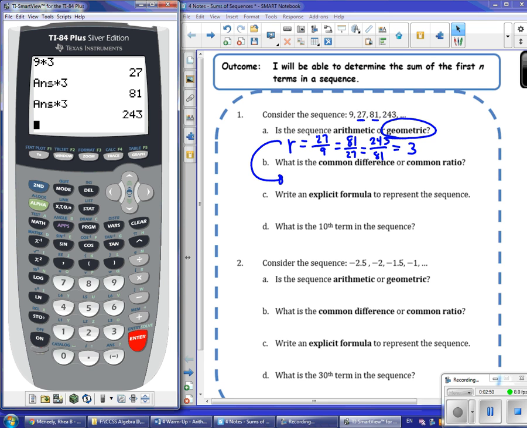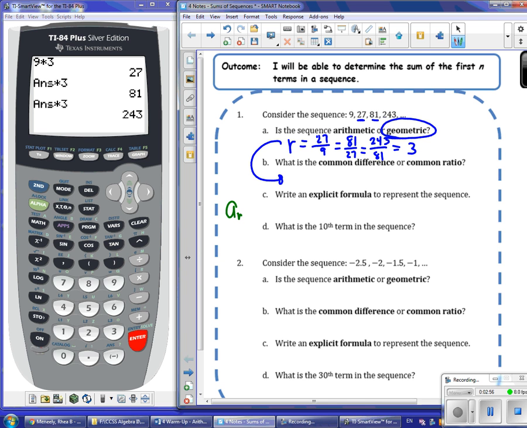Now it asks me to write an explicit formula to represent the sequence. If you remember your formulas from last class, that's going to be a sub n. That means any term in my sequence, a sub n is the nth term, is going to be equivalent to taking my first term times the common ratio. And since I'm constantly multiplying the same thing over and over again, I'm going to use exponents, and that's going to be n minus 1.